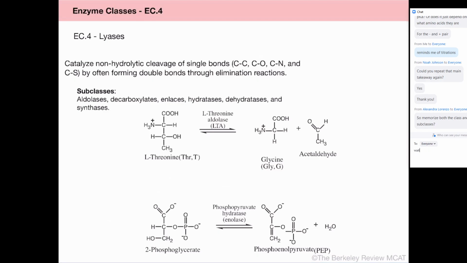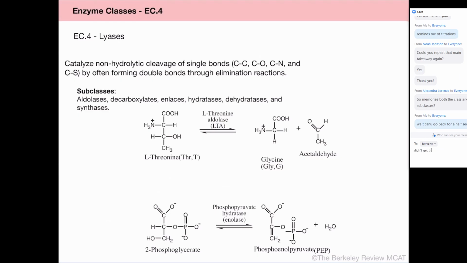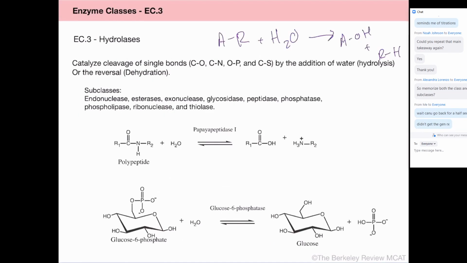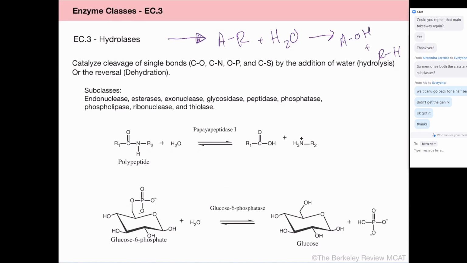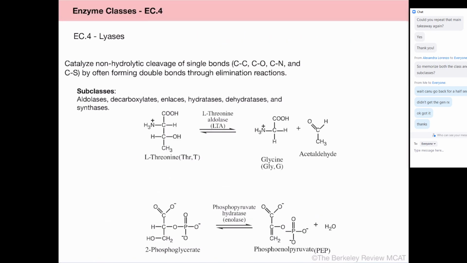Lyase, it's catalyzing the non-hydrolytic cleavage of single bonds. Sorry, if you're trying to get this down, I'm going fast. But the general reaction is probably good. Me just telling you what it does isn't going to be the effective way for you to learn it. The effective way is to read the handout and then go look at reactions and see what you think it is. So I'm just going to put it on here for like 10 seconds. Lyases, the non-hydrolytic cleavage of single bonds.